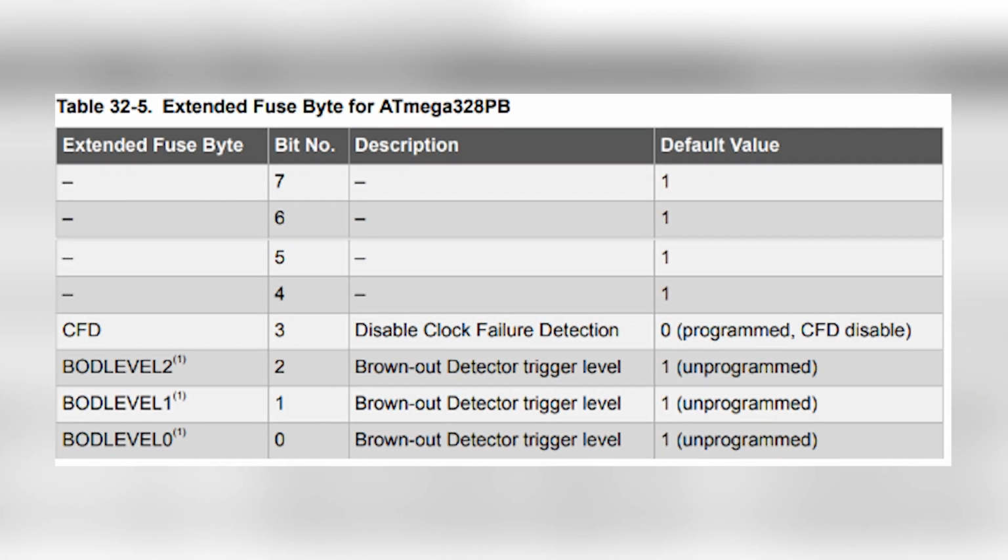Let's start with clock failure detection. Let's assume we want this feature. What value should we put in that bit position? Can you tell without reading the line several times?